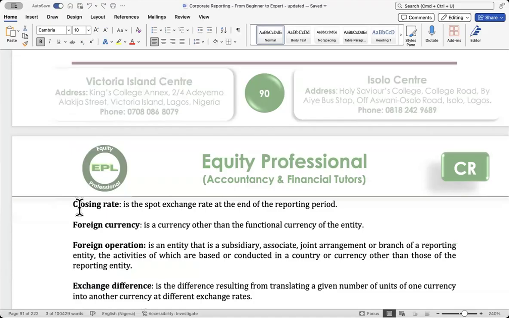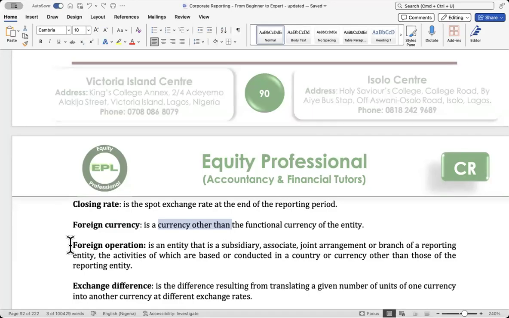So the spot exchange rate is the exchange rate on a transaction date. The closing rate is the spot exchange rate at the end of that year. Of course, I'm mentioning foreign currency, which is a currency that is not the functional currency. Of course, you don't know what functional currency is, so I will explain that very soon. For now, foreign currency is just the currency of another country. But here the standard says it is a currency other than the functional currency.